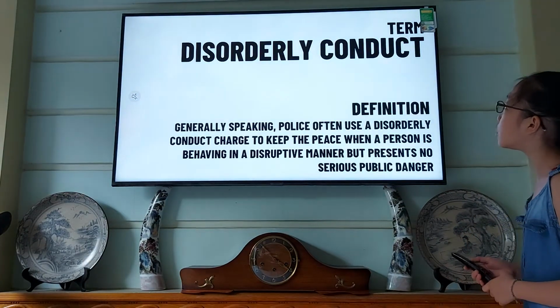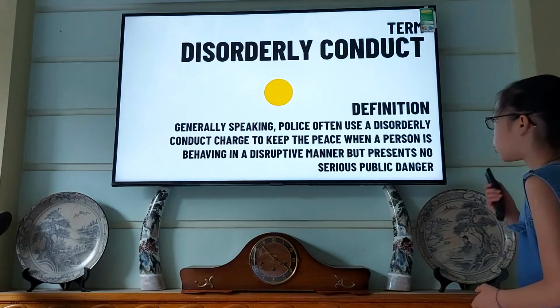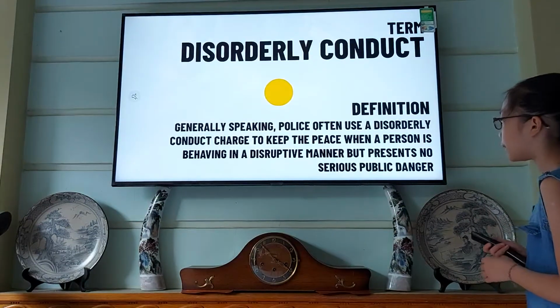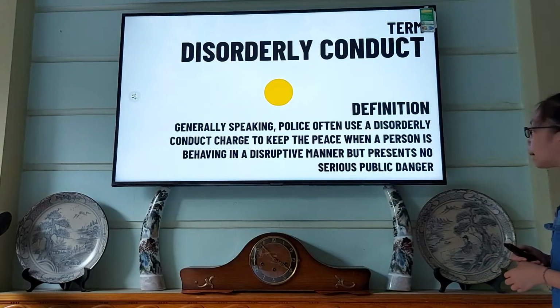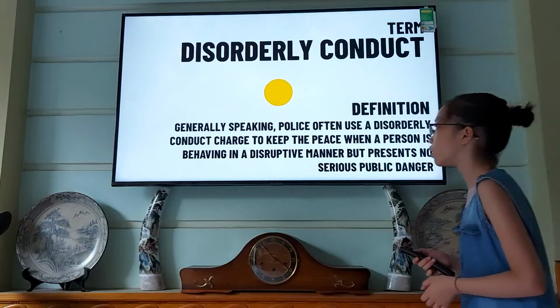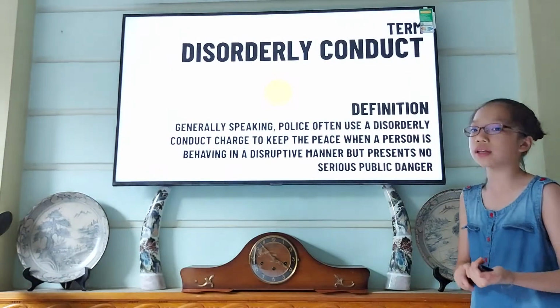We have disorderly conduct. Generally speaking, police often use a disorderly conduct charge to keep the peace when a person is behaving in a disruptive manner, but it presents no serious public danger. That is the definition of it. Quite easy, right? Police have some good ways to deal with crime.